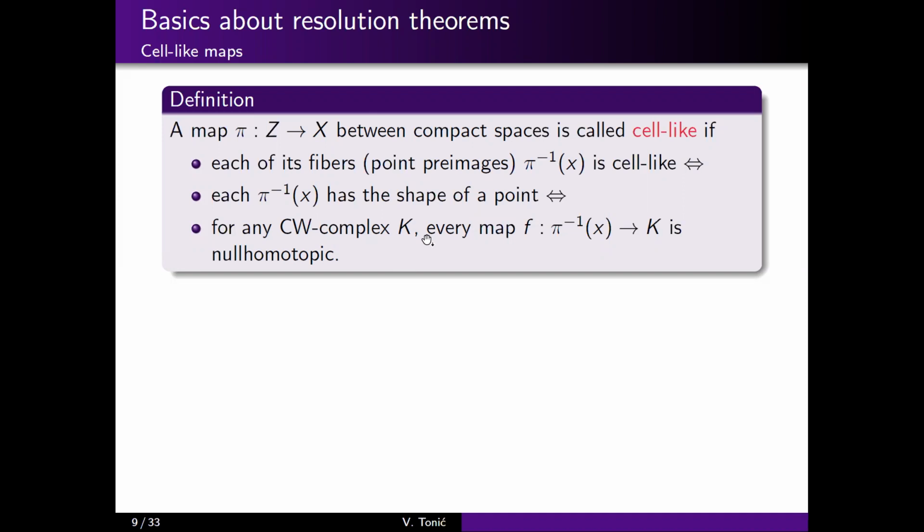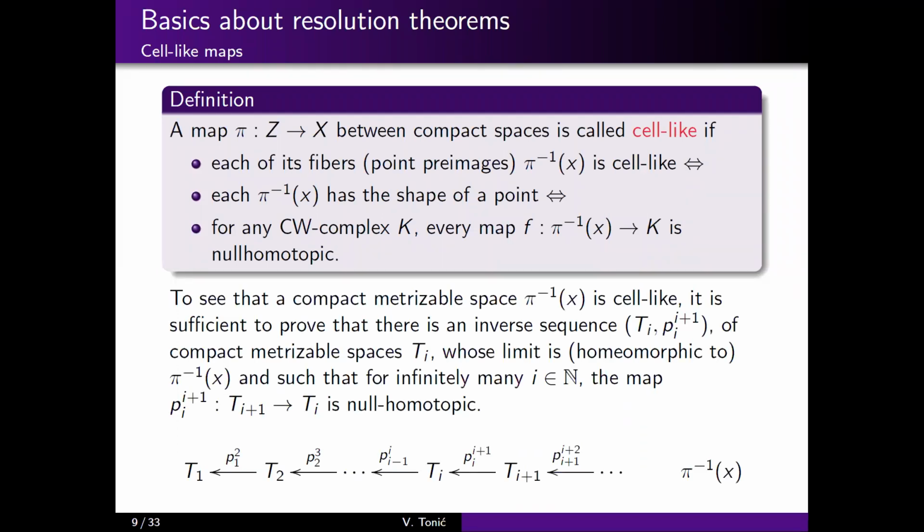So what you want to say is that the point preimage, or fiber, for any x will be cell-like if you take any CW complex and any map f from that fiber to this CW complex, that map is going to be null homotopic. Now, in this theory, we use inverse sequences quite a lot. So if you can represent your fiber as the inverse limit of an inverse sequence of compact metrizable spaces, where the bonding maps are null homotopic infinitely often, maybe not all of them, but infinitely often, then again you can claim that this is a cell-like set.